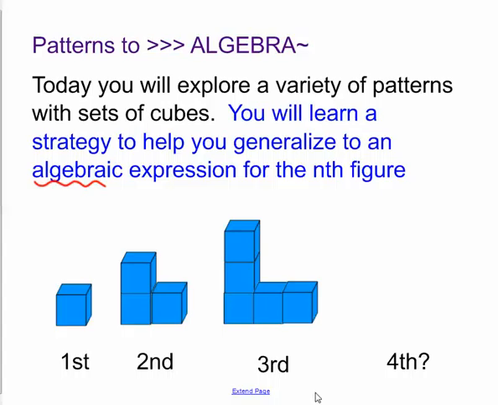So today you looked at all sorts of cube patterns, and the purpose was for you to be able to see the pattern well enough that you could write an algebraic expression for the nth figure. So we looked at patterns like this: the first figure has 1 cube, the second figure has 2 cubes with 1 extra on the side, the third figure has 3 cubes with 2 extra on the side, and then you built the fourth figure which had 4 cubes in the tower and 3 on the side. And then we looked for a pattern.